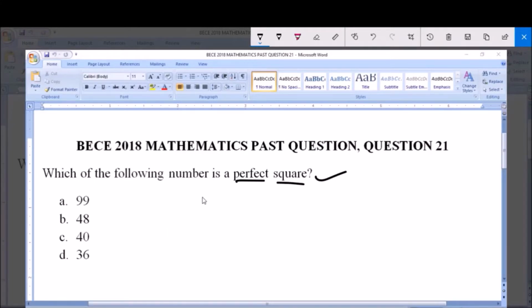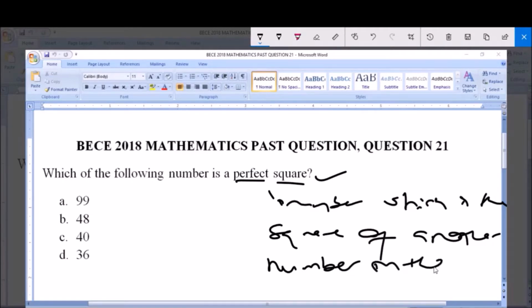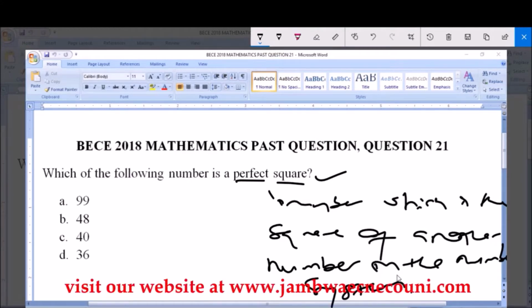Now a perfect square is simply a number which is the square of another number in the number system. So a perfect square is a number which is the square of another number in the number system.